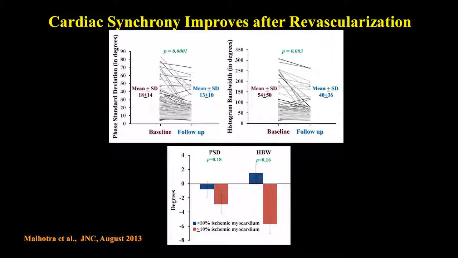But we at least know that ischemia is associated with dysynchrony, and reduction of ischemia with revascularization or medical therapy results in improvement in cardiac synchronization. We further noticed that patients who had more than 10% ischemic myocardium versus less than 10% had a greater reduction in dysynchrony after revascularization. So if you had more ischemia to begin with as compared to less, there was a greater improvement in synchrony after revascularization.